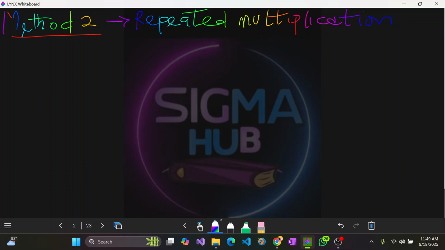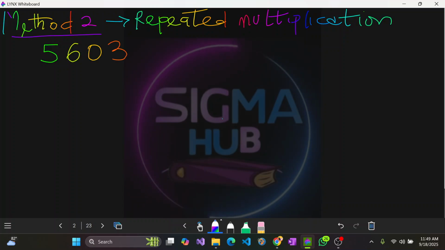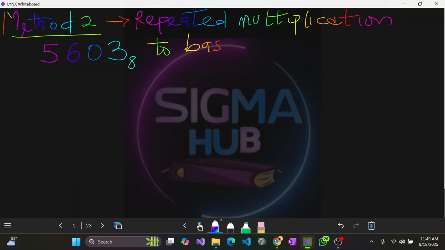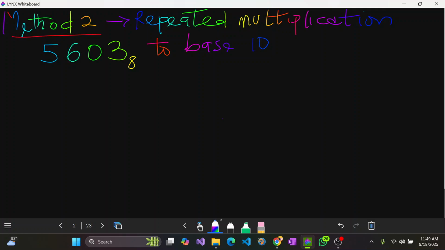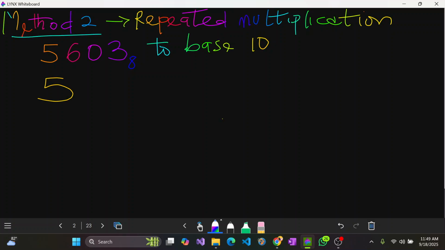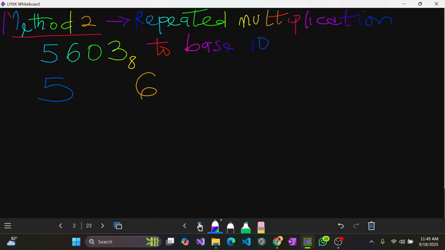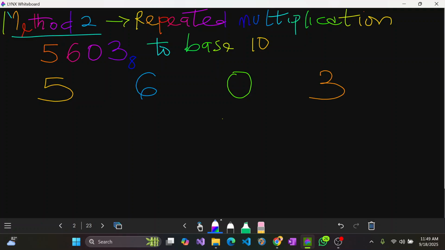So how do you go about repeated multiplication? We want to convert 5603 base 8 to base 10. How do we go about it using the repeated multiplication method? All you need to do is write the number. The first number is 5, the second number is 6, the third number is 0, then the fourth number is 3.